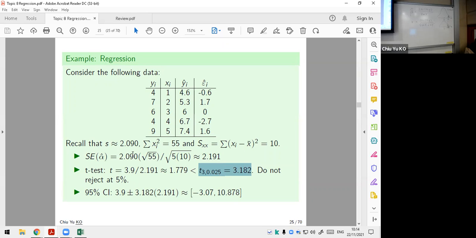And F will be a little bit different, but for simple cases like this, the value comes from -3 to 10. What does that mean? It means that 0 is included in this range. When 0 is included, it means that we cannot reject, right?